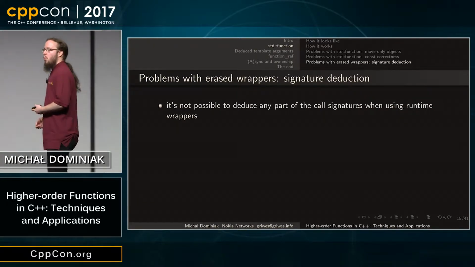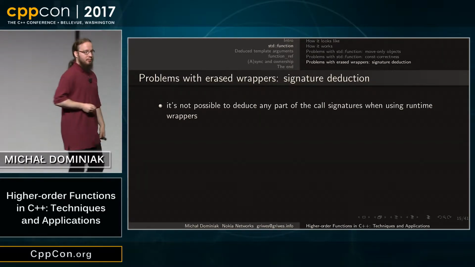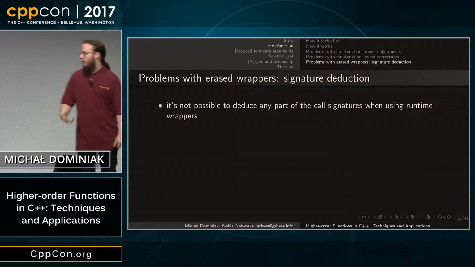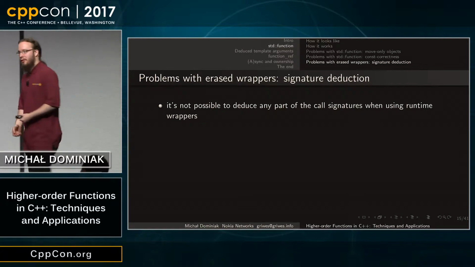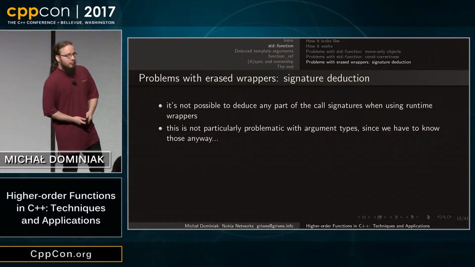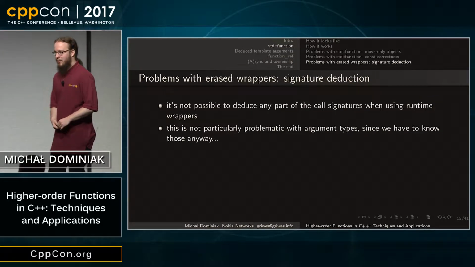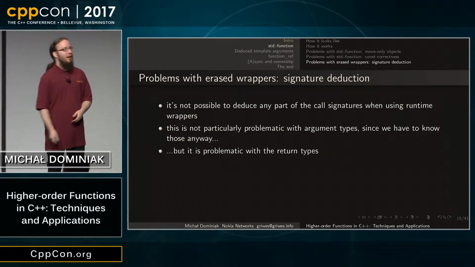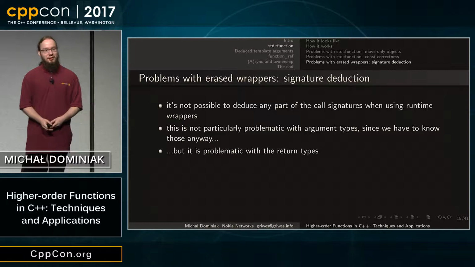So when we are doing type erasure, notice that this slide doesn't say problem with standard function, it says problems with erased wrappers. So this is going to be a problem whichever approach we take with type erasure. We cannot actually deduce any part of the call signature. We have to know the call signature for this to actually make sense. With argument types, this is not really hard because generally we know with what arguments we want to call a given function, right? But with return types, it can be hard, and there are a lot of questions on the internet. How do I do this? The answer is usually you don't.